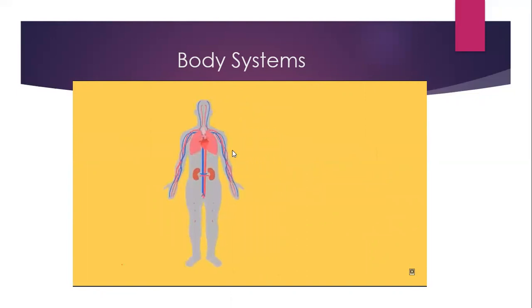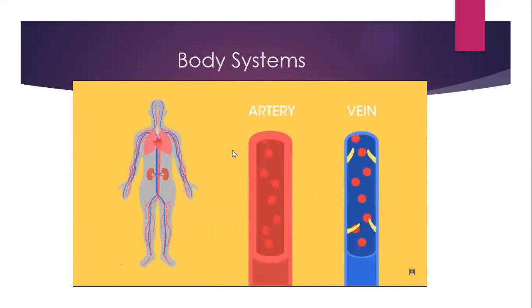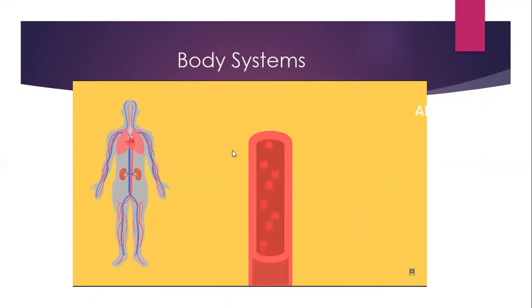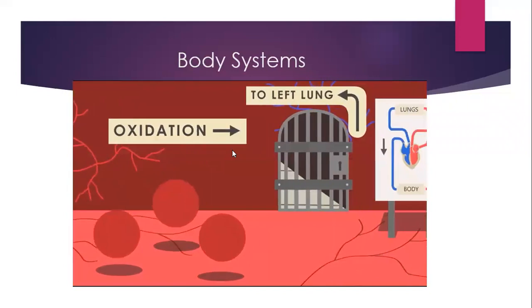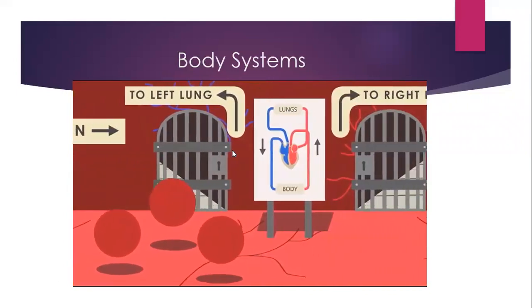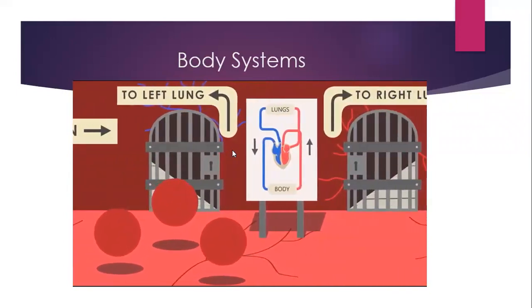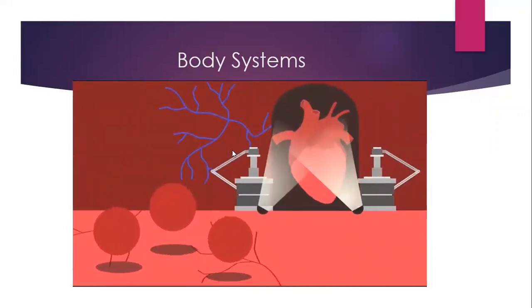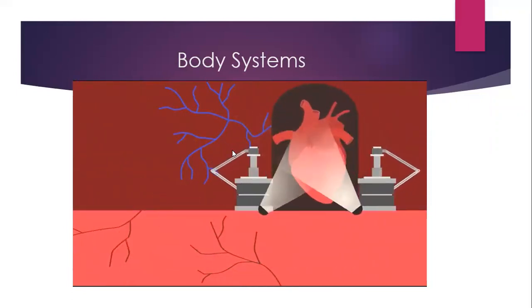Unlike arteries, veins have much thinner walls and valves that prevent deoxygenated blood from flowing backwards. This deoxygenated blood doesn't travel straight to the lungs to become oxygenated. It must first travel to the heart so it can be pumped into the lungs, ready for another round.